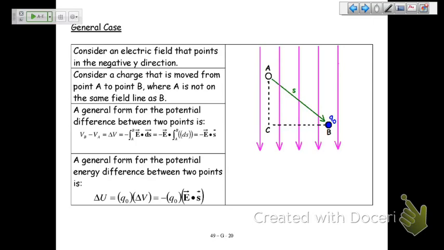Let's say you are not moving in the direction of your electric field. We still want that displacement, but we've been given this other vector. So my change in potential is equal to minus the integral of E dot ds, where ds is this little bit. I'm going to integrate all these little bits of ds. They all happen to be in a straight line.